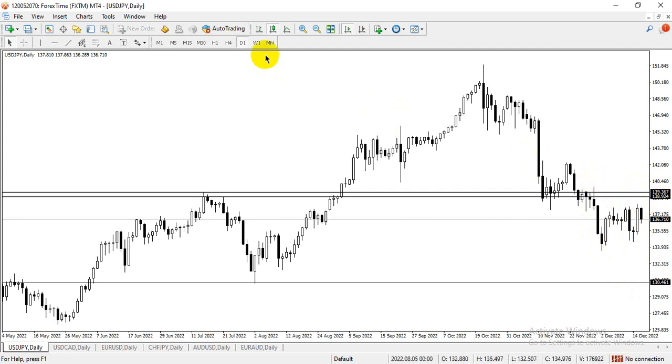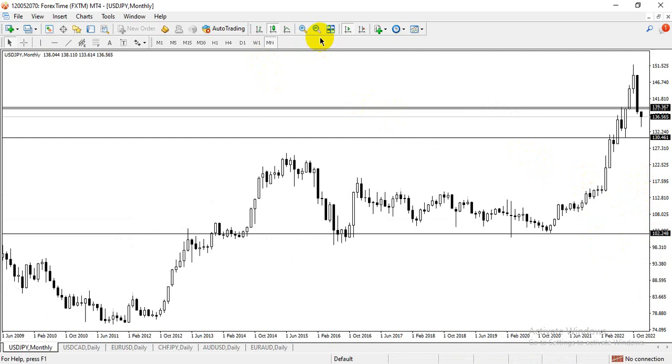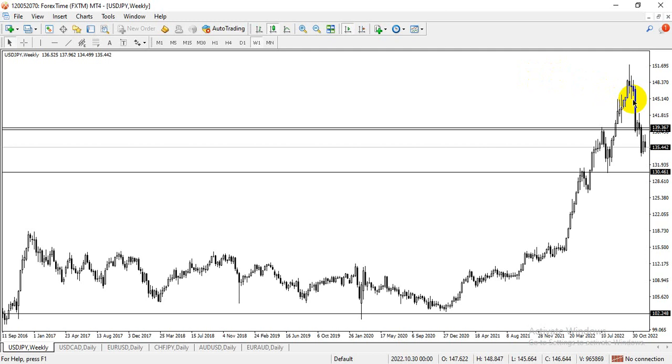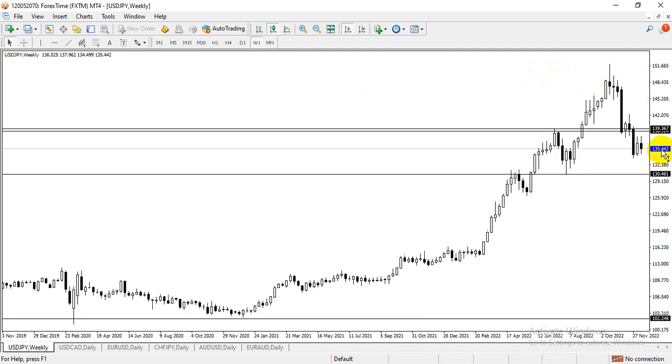Now let me take you to the monthly chart. Zoom out on the monthly chart and you can see the market is really going on a bearish momentum. Take it down to the weekly, and the market is already on a bearish momentum. Around this area the market sold off, selling up to this area. Now the trend is in favor of us.